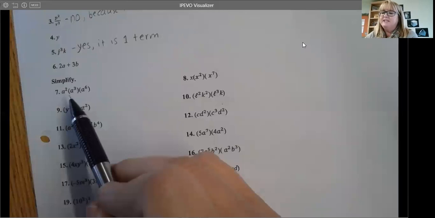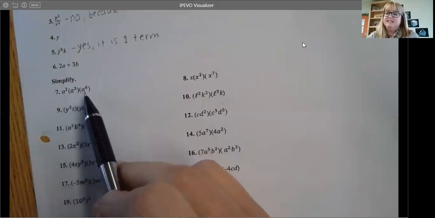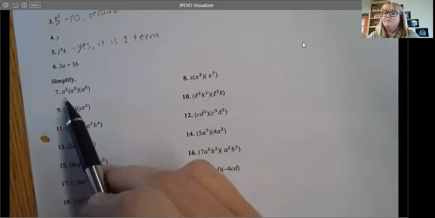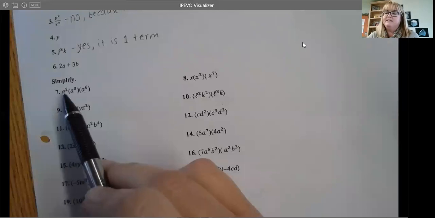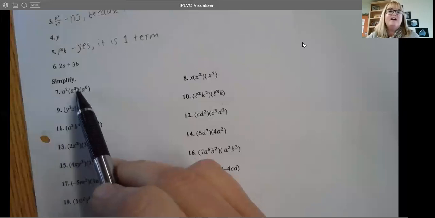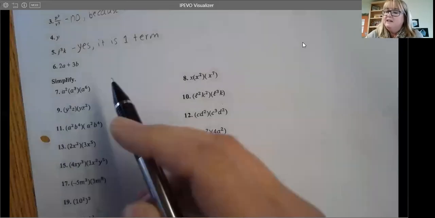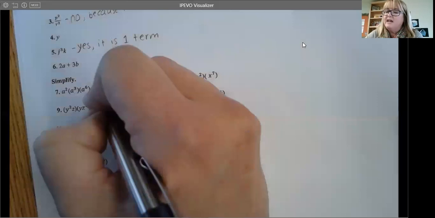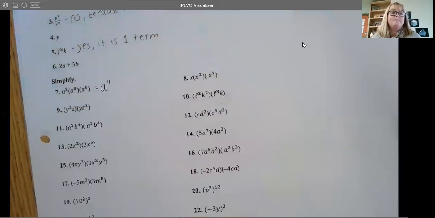Okay, so let's look at 7. A squared times a to the third times a to the sixth. This is just a multiplication problem. We've got the same bases, so we add the exponents. 2 plus 3 is 5. 5 plus 6 is 11. So this is equal to a to the 11th power.